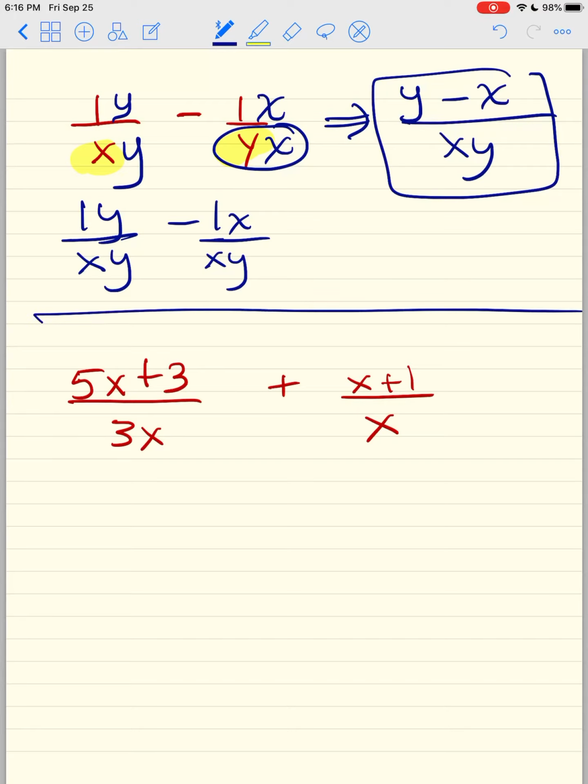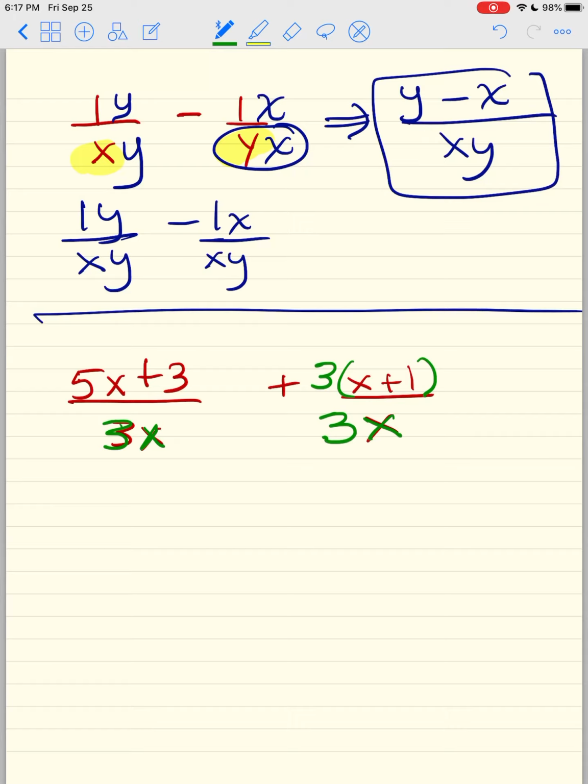Here, in our next problem, I have an x here, and I also have an x here. I'm missing a 3. So I'm going to put a 3 here. I'm missing a 3 in this one here. So I'm going to put a 3 here. I'm going to put a 3 here. This looks like 3x, and that's incorrect. You have to put parentheses around it. If you don't, it's wrong.